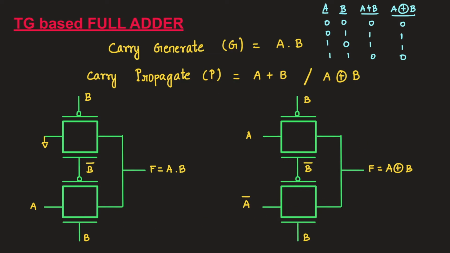And here what I've shown is the transmission gate based implementation of A dot B and A XOR B. A detailed video on the implementation of all basic logic gates using transmission gate is shared in the description box below. Please do watch that video to have a better understanding on how to implement A dot B and A XOR B. Only with that basic understanding, we will be able to extend the concept to TG based full adder design. Now let us understand how we are going to incorporate this carry generate and carry propagate signals in terms of sum and carry expressions for a full adder.